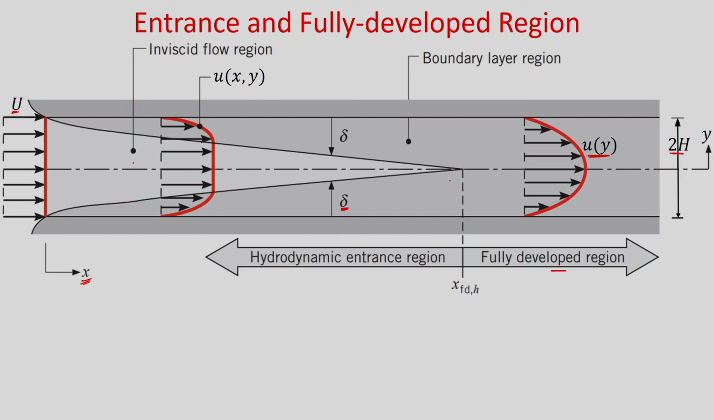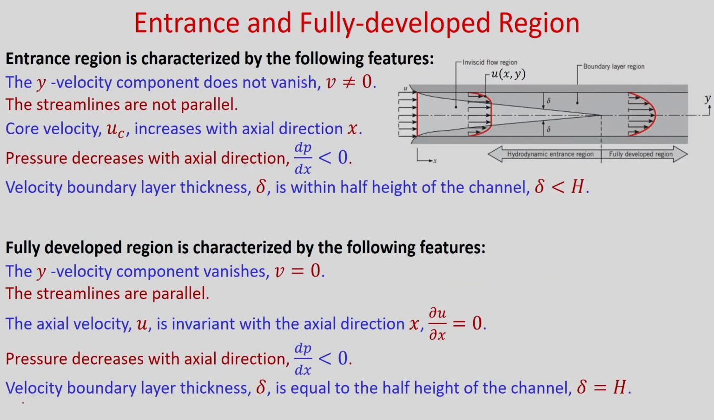Okay. And this region is known as the hydrodynamic entrance region, where the thickness of the hydrodynamic boundary layer increases up to the point where it merges. So, you can see here the entrance region is characterized by the following features.